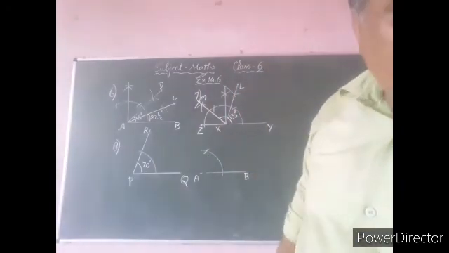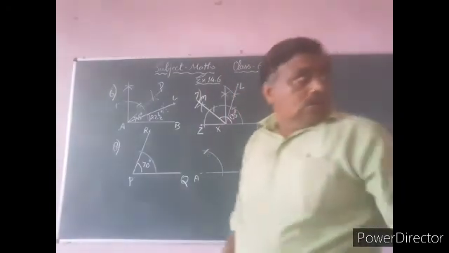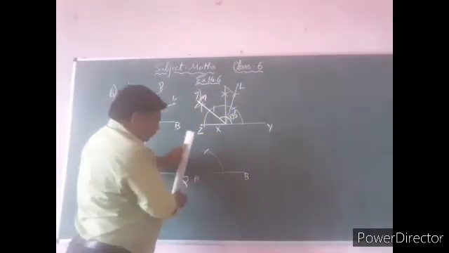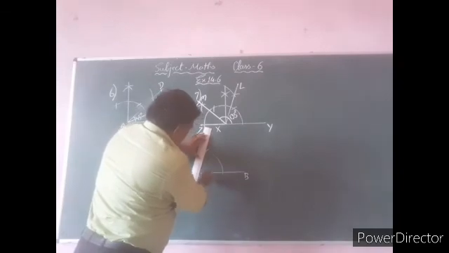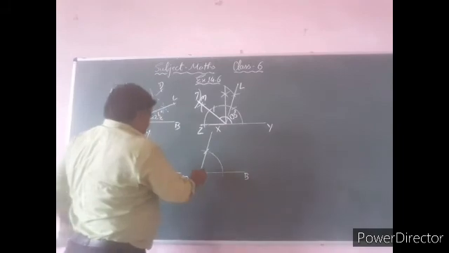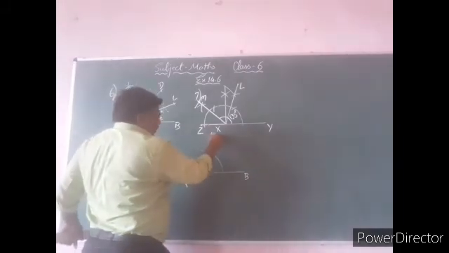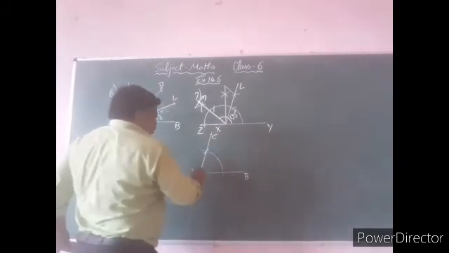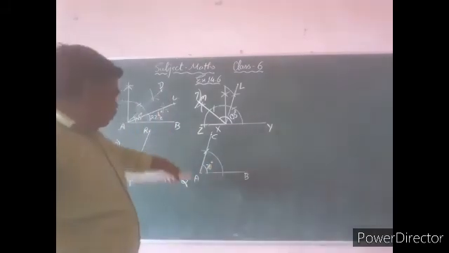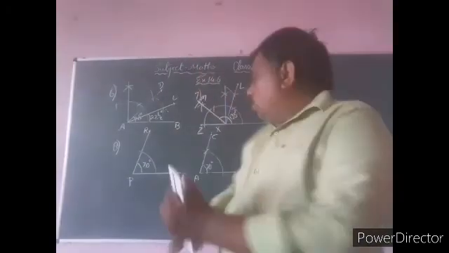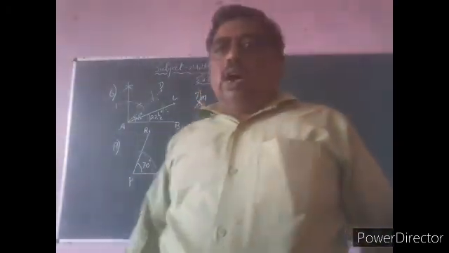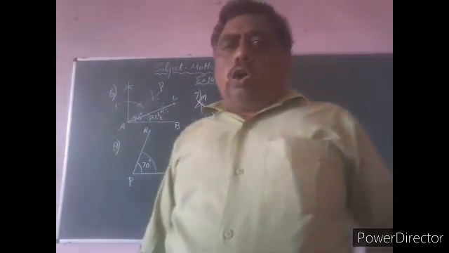Now join this point with A. So this will be 70 degree C. So this is 70 degree. So CAB is the copy of PQR.